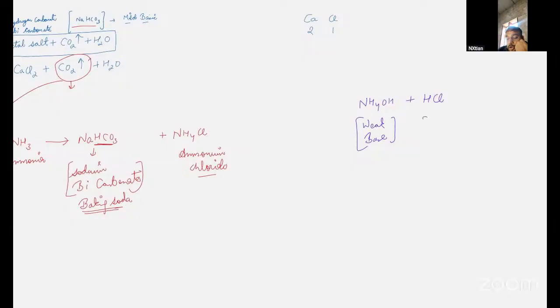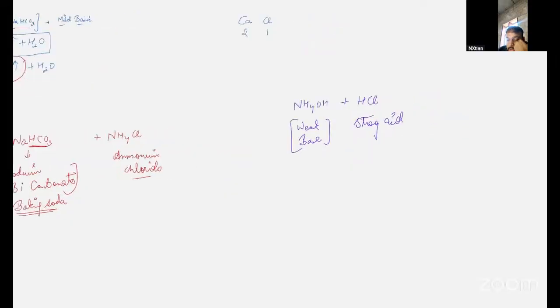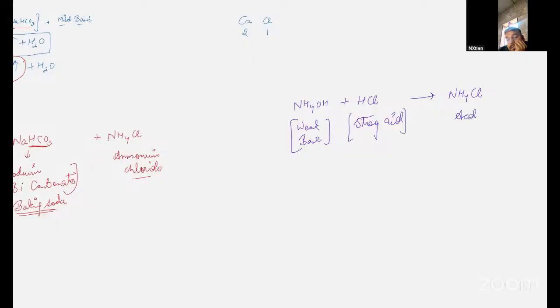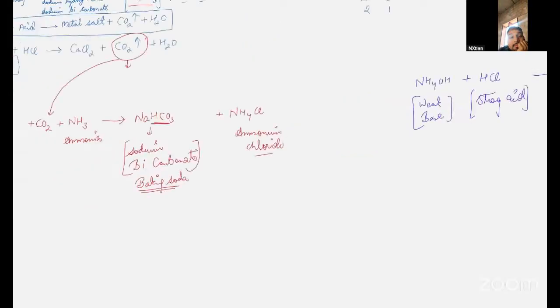And when we take a strong acid, then it will make ammonium chloride. So what is the nature of ammonium chloride? You tell me, David. Is it basic, acidic, or neutral? Yeah, it will be acidic in nature. So this salt is acidic in nature. So that is what I am trying to say.